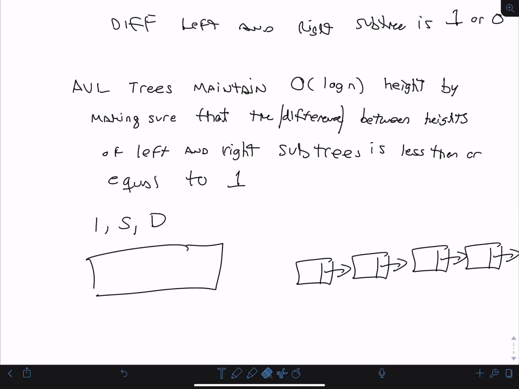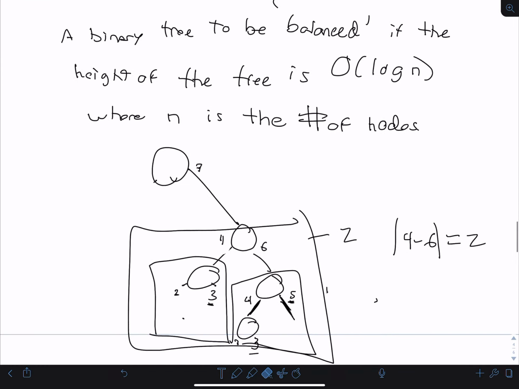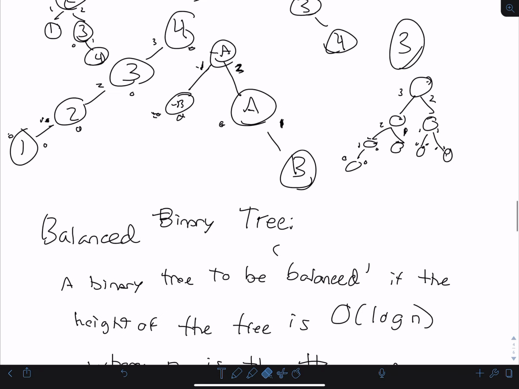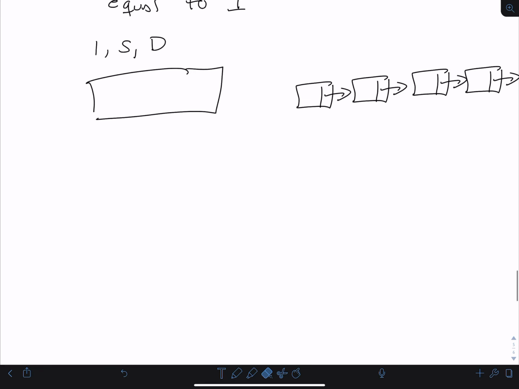Two more things to cover. The first one is lowest common ancestor. I'm going to briefly cover this. This is for your own reference. It's not really something that's going to be in the homework assignment. It might show up in the test, though.